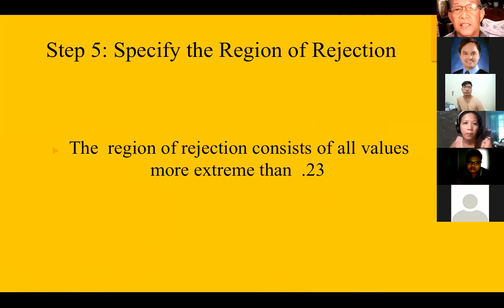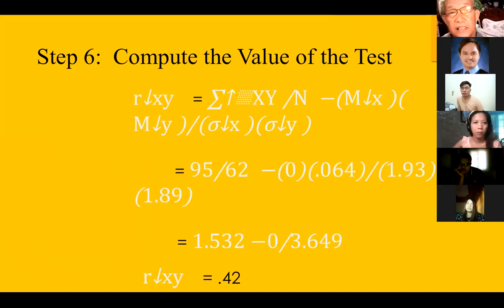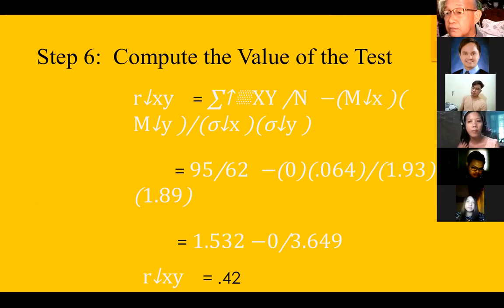Next slide. Ayun. No? May region of rejection tayo. And then now, step 6, the computation. Compute the value of the test. Step 6 now, please. Next slide, please. Yan. Okay? Ito yung computation, and you get a correlation XY value equal to 0.42.